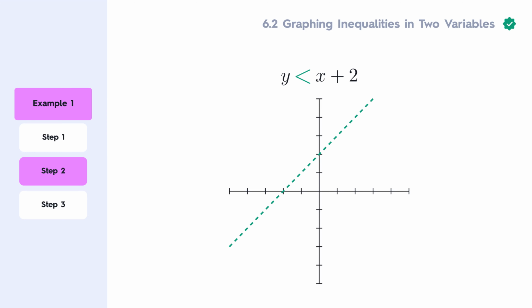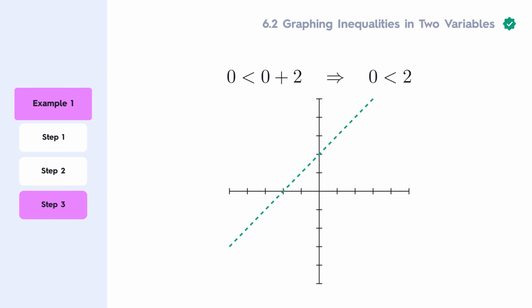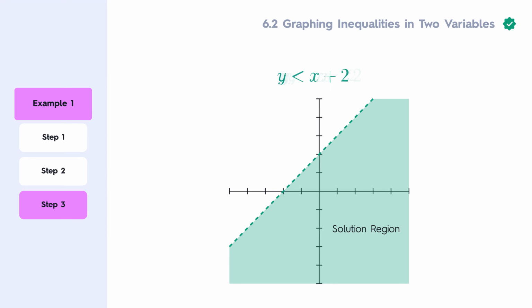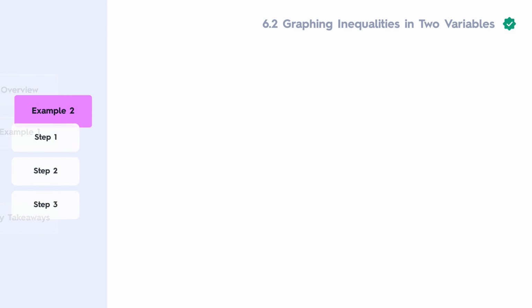Remember, we're using a dashed line because of the strict inequality symbol, meaning points on the line are not included in the solution. Now, we need to determine which side of the line to shade. To do this, let's substitute a value into the inequality. The origin is usually a convenient test point, unless it lies on the boundary line. Since the origin makes the inequality true, we'll shade the region that includes this point, which is below the line. Our graph shows the solution to y less than x plus 2, as the region below the dashed line. This shaded area represents all points that satisfy the inequality. Great job! Let's try another example.